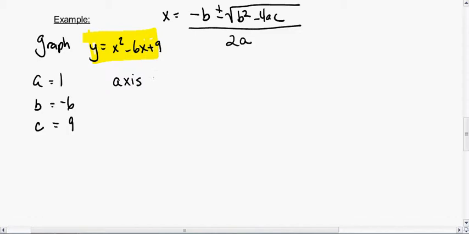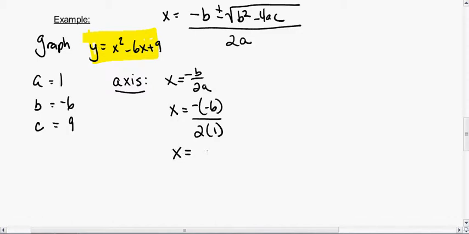So my axis of symmetry equation is x equals the opposite of b over 2a. So x equals the opposite of -6 over 2 times 1. The opposite of -6 is +6, and 6 divided by 2 is 3. So the equation of the axis of symmetry is x equals 3.